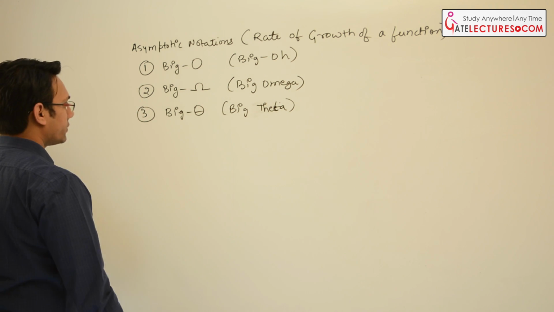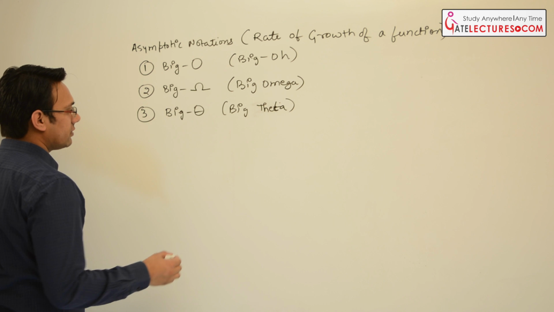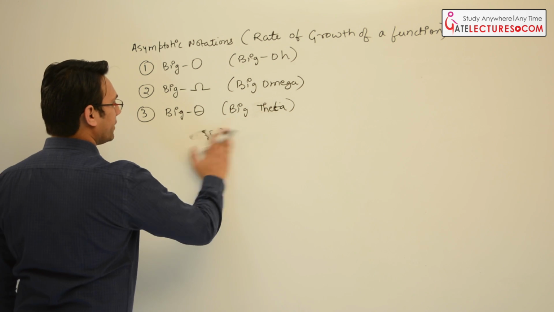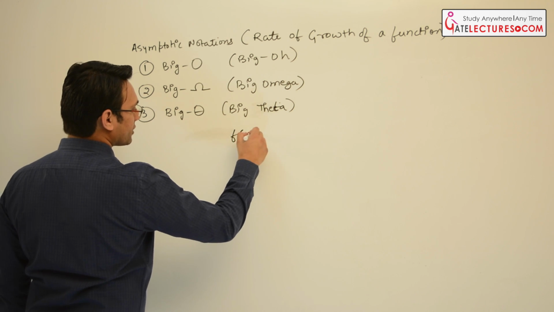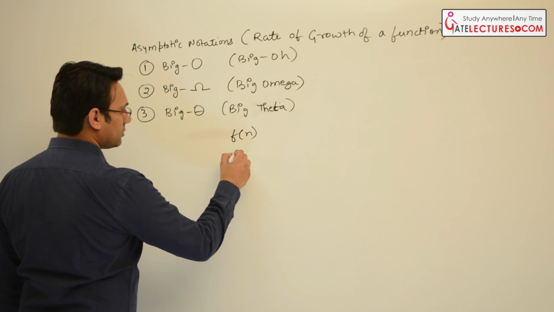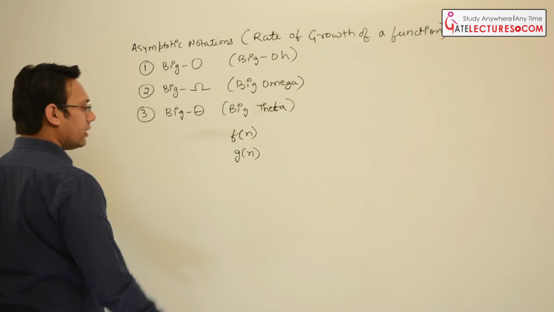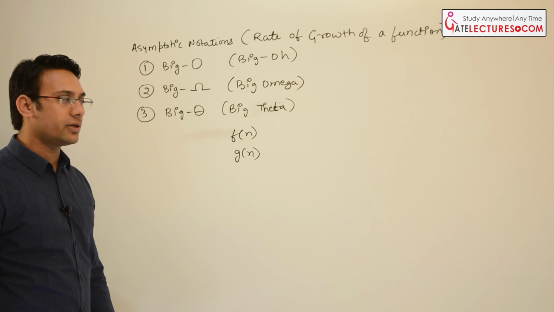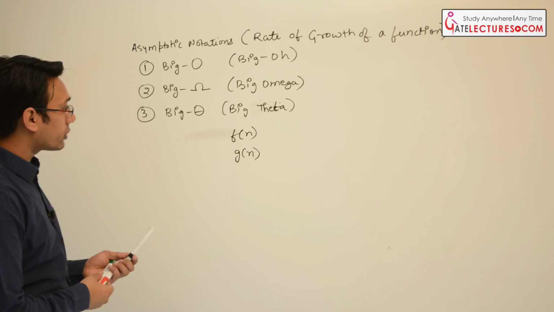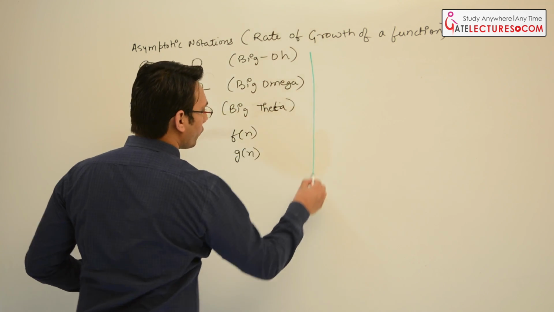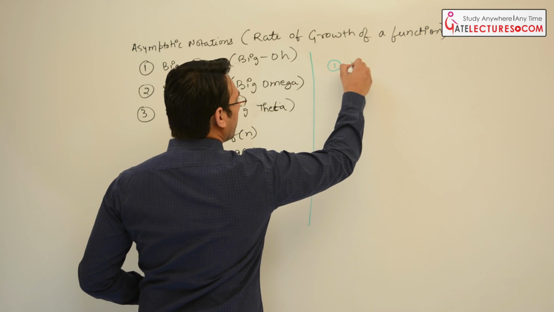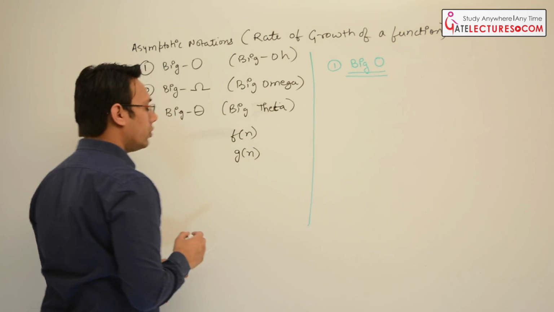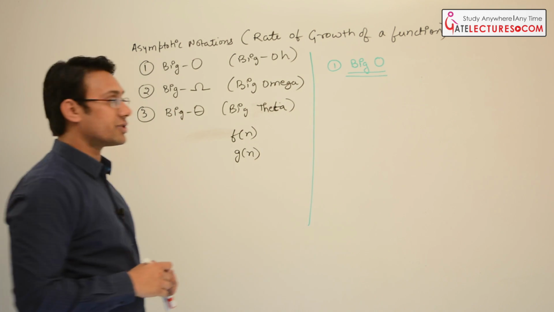Now let us say we have two functions. We have a function f(n) and a function g(n). Now we are going to compare these two functions on the basis of the rate of growth of these functions. So for the first measure we are going to use the big O notation. It is important to understand what is the big O notation.